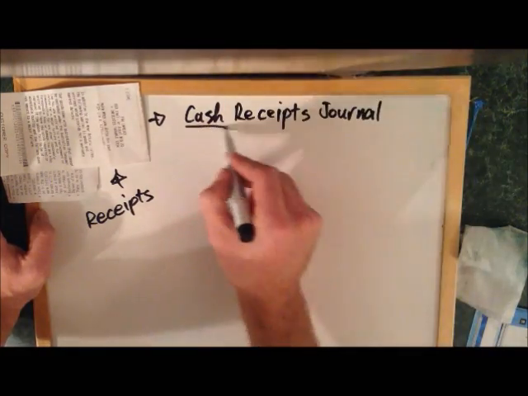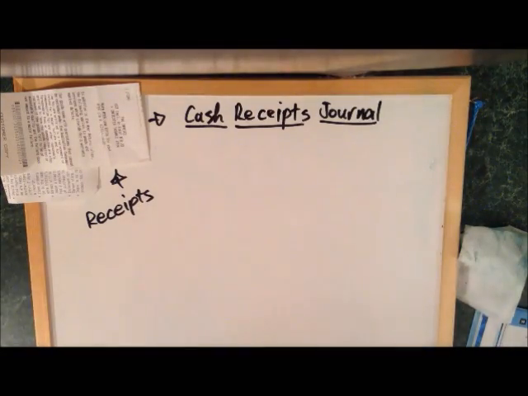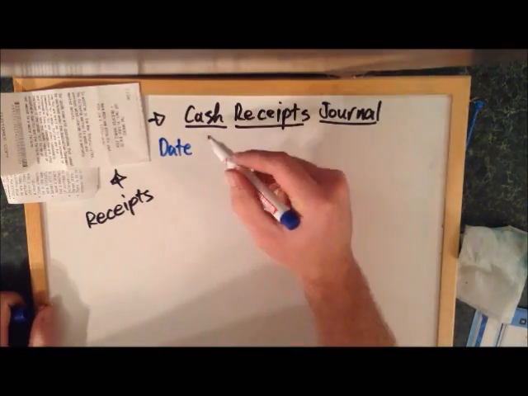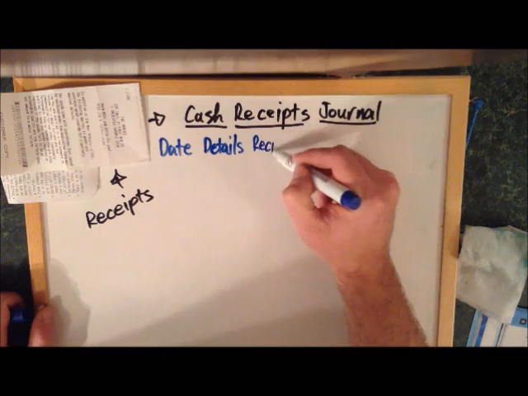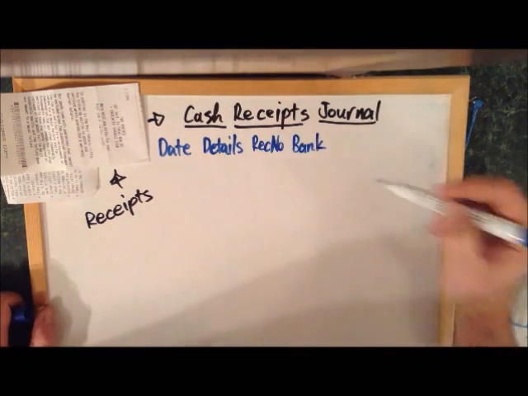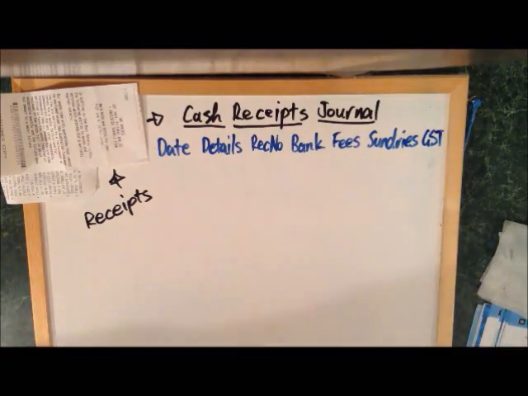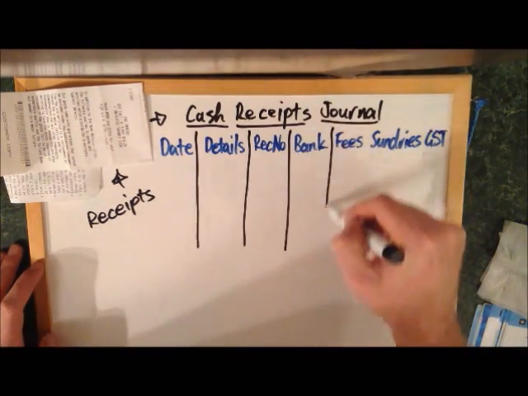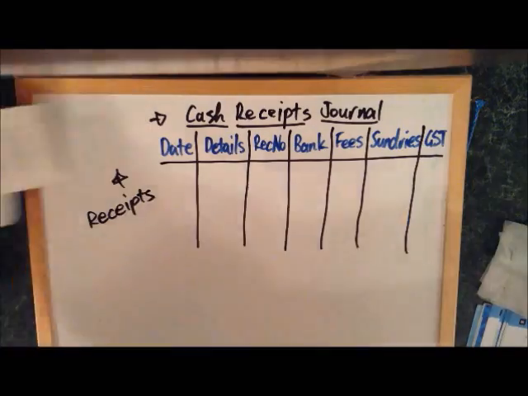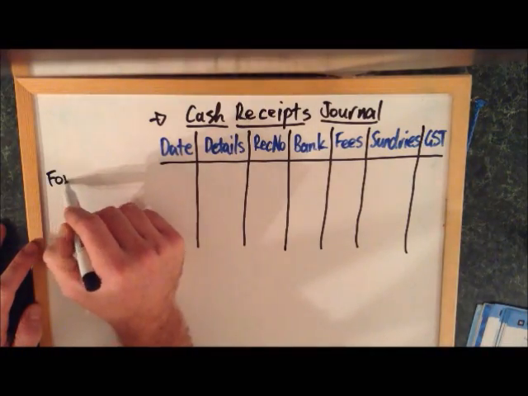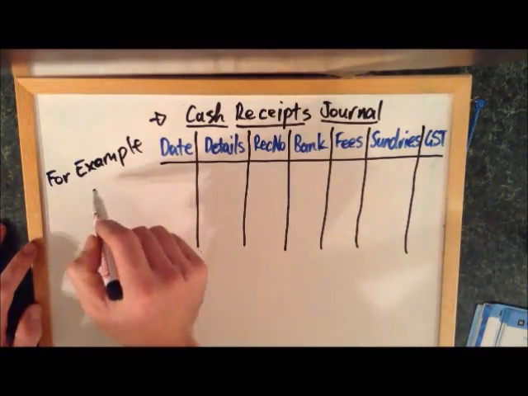So basically, we take every transaction that we receive cash for, and we put it into our cash receipts journal. Now, you'll notice that the cash receipts journal will have a variety of columns there. So we've got the date, details, receipt number, bank, fees here, and the sundries and the GST.